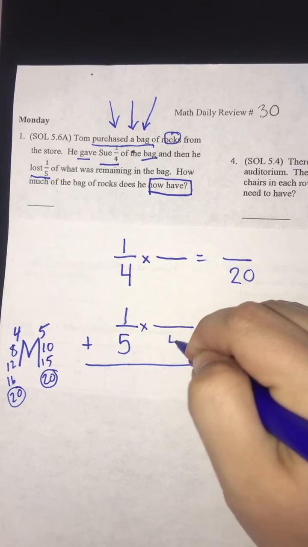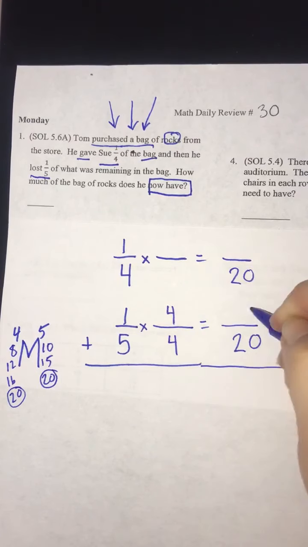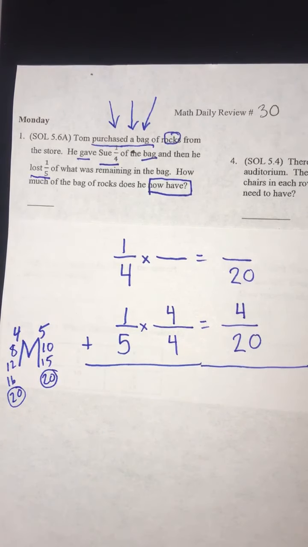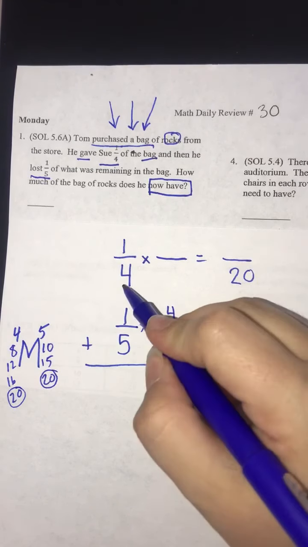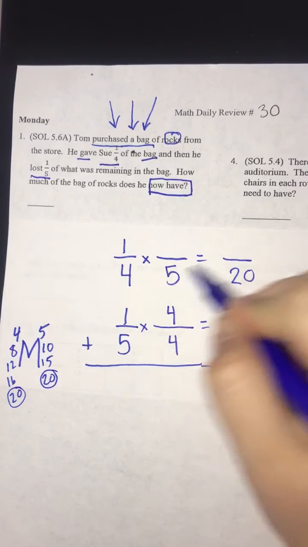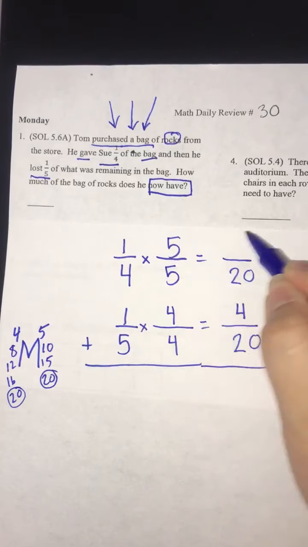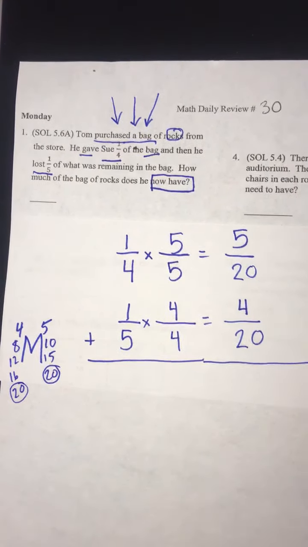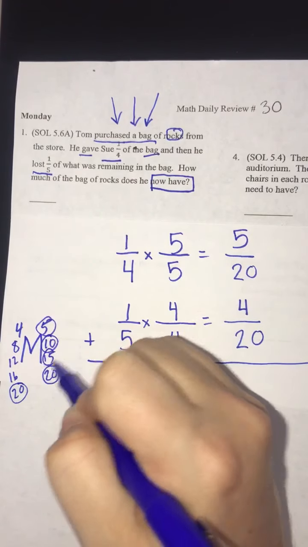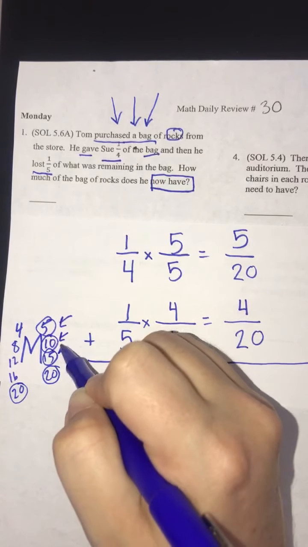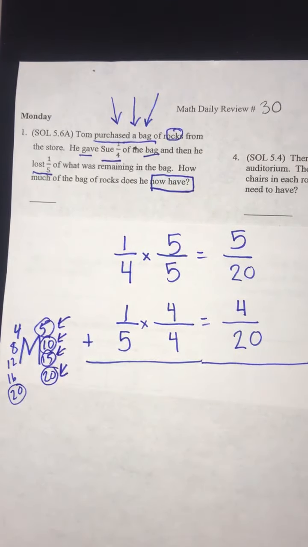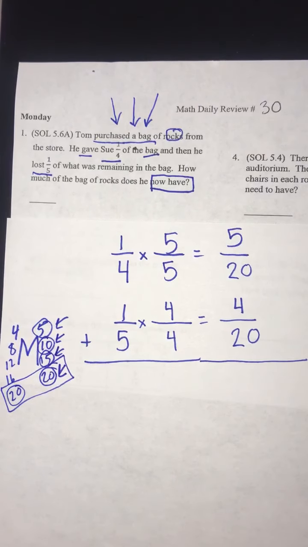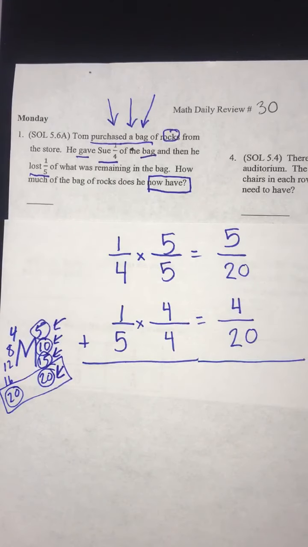So 5 times 4 is 20, so 1 times 4 is 4. Remember, you're doing the same thing to the numerator and the denominator. 4 times 5 is 20, so 1 times 5 is 5. If you're not sure where I got the 4 and the 5 from, you can check your multiplication. 1, 2, 3, 4. Okay, see that? So here's the common multiple. Awesome. So now I have 5/20 and 4/20.